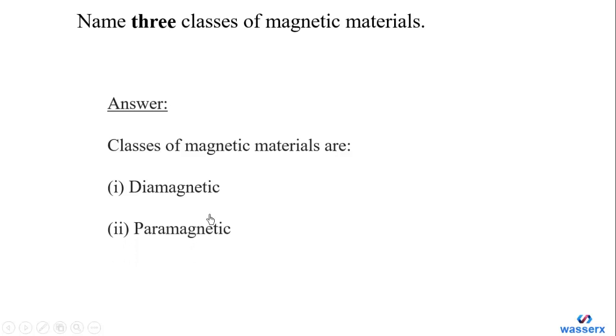Then we have the paramagnetic materials. In general, these materials experience a feeble attractive force when they are brought near the pole of a bar magnet. Then we have the ferromagnetic materials. In general, these materials also experience a very strong attractive force when they are brought near the pole of a bar magnet.